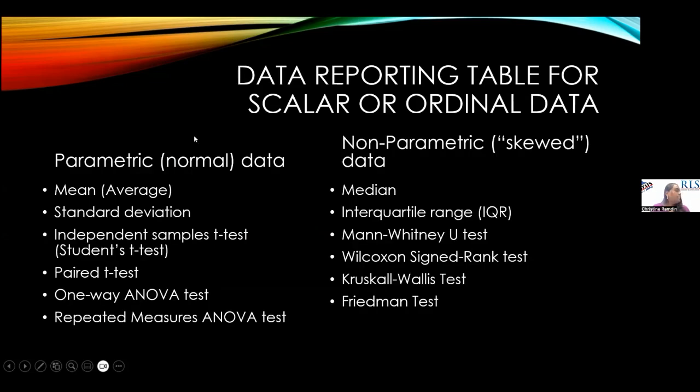Okay, so we're at the last summary slide here. This is essentially everything we've spoken about in the previous 6 webinars. We have parametric and non-parametric tests for scalar and continuous variables. And these are the tests you would use or the specific data points you would report based on whether the data is parametric or non-parametric. So if your data was normal, you would report mean and standard deviation. If it was not normal, you'd report median and interquartile range.